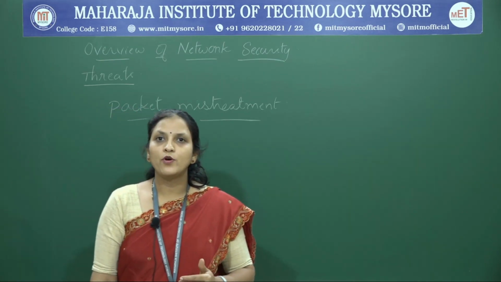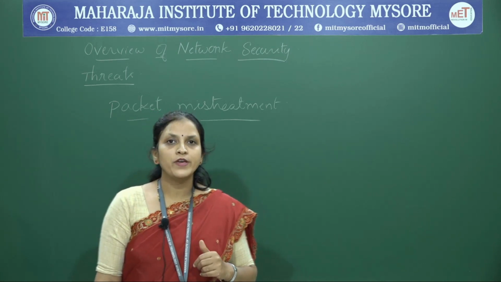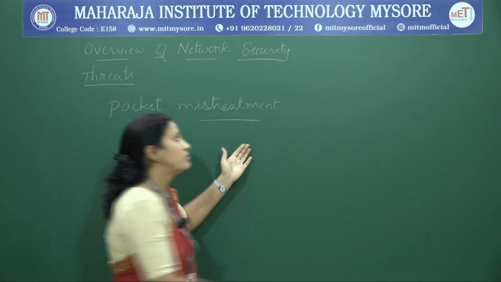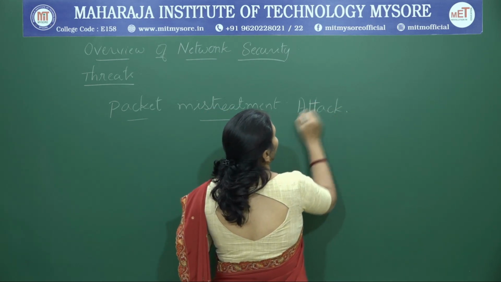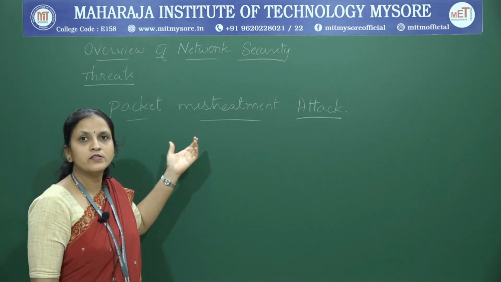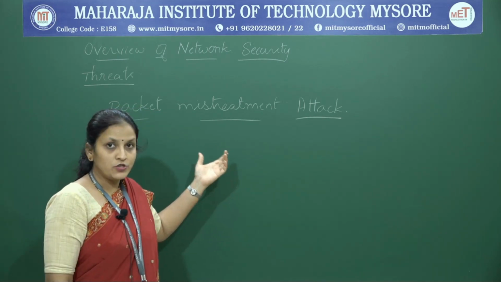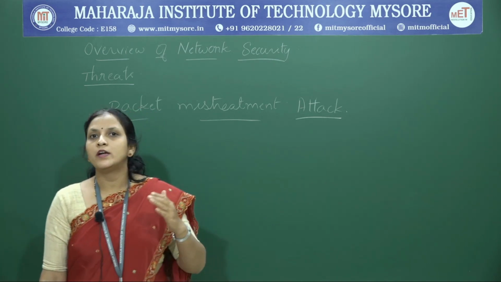After routing table poisoning, the next kind of threat that the network is going to face is packet mistreatment attack. This attack is directly concerned with the data packet that is traversing inside a network. Packet mistreatment can happen during any data transmission.